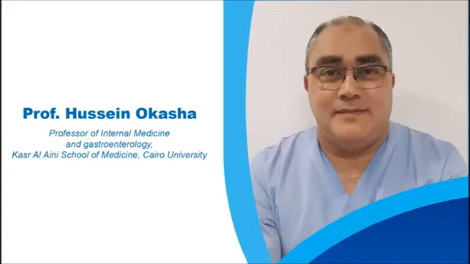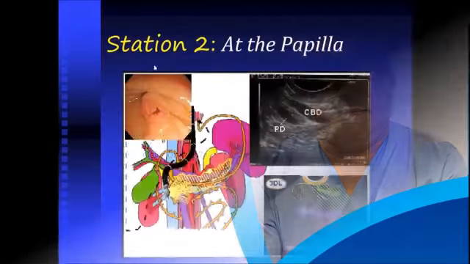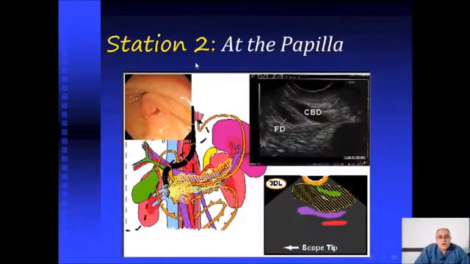This is station 2, just at the papilla. We withdraw the echo endoscope slightly to see the papilla in the endoscopic view, and now we are sucking all the air inside the second part of the duodenum to kiss the papilla. The landmark of this station is the stack sign, the meeting of the common bile duct and the pancreatic duct.